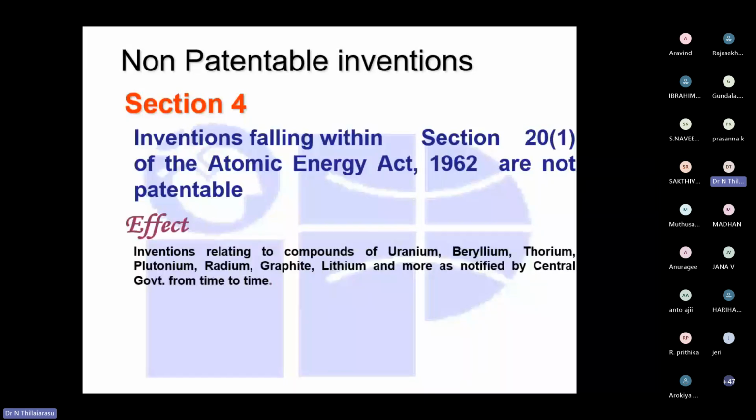In Section 4, inventions falling within Section 21 of the Atomic Energy Act 1962 are not patentable, like inventions related to components such as uranium, beryllium, thorium, plutonium, radium, graphite, lithium, and more, as notified by the central government from time to time with some guidelines. If we do not come under that category, then we are supposed to be patentable.